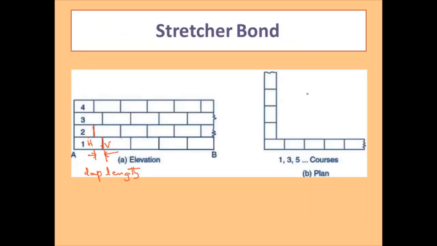What is the problem if lap length is 0? There would be a joint like this and a joint like this. If all the vertical joints come in the same line, then whenever a crack generates at the top of the wall, it will extend to the bottom of the wall like this. So in order to avoid this problem, the lap length should not be equal to 0. That means vertical joints of successive courses should not be in the same line. That is the second rule.